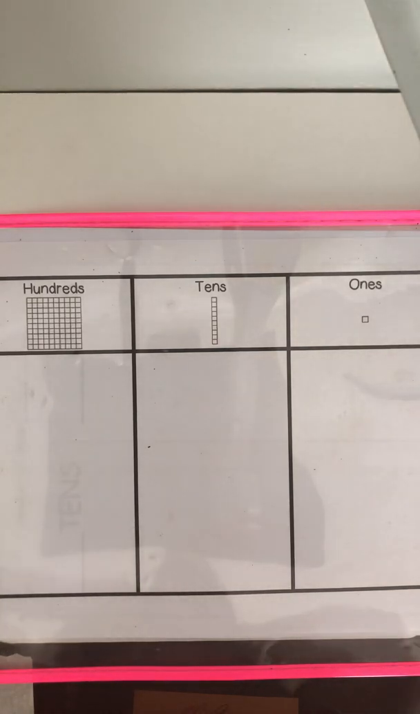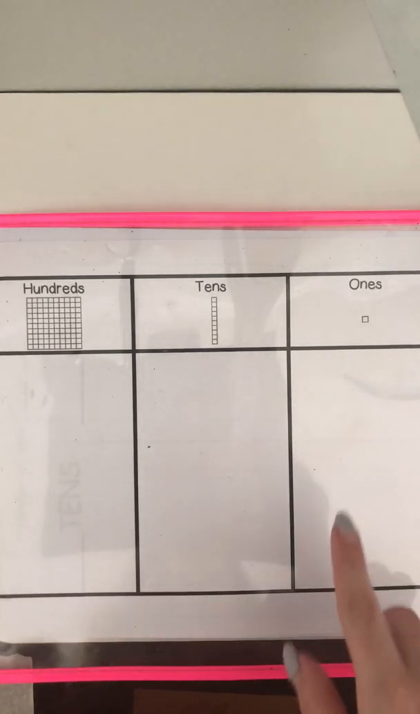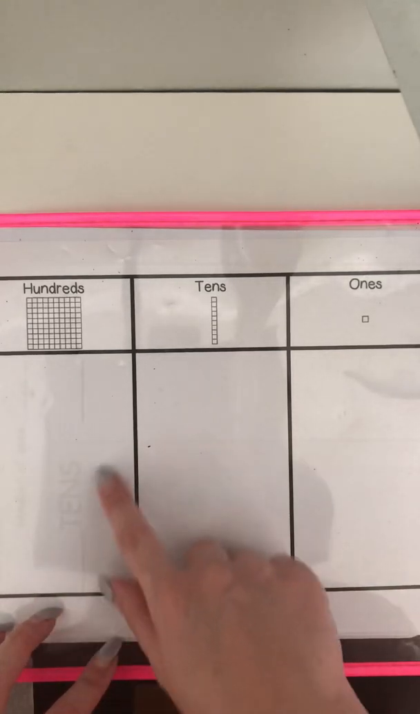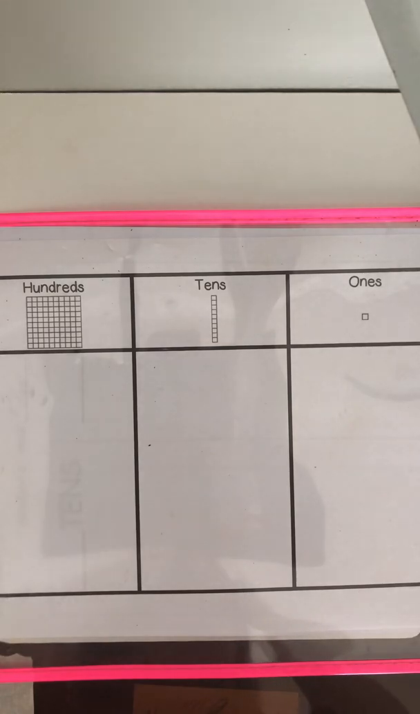Hi boys and girls. Today for math, we're going to be looking at place value, which we've done, but today we're going to add a little bit more to it. So far we've looked at ones and tens. Today we're going to look at hundreds, and I'll tell you what that means.